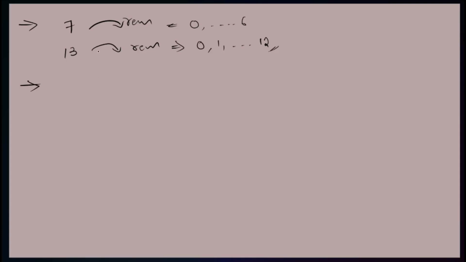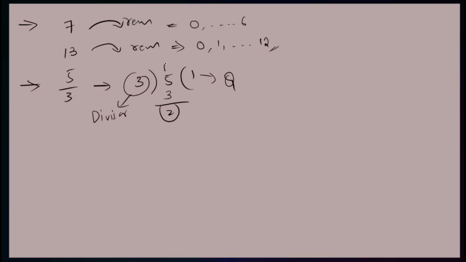Now another thing. 5 by 3. So what do you do? Let me do it by division method. So 3 ones are 3. So this is 2. This is your divisor, this is your quotient, this is your dividend.